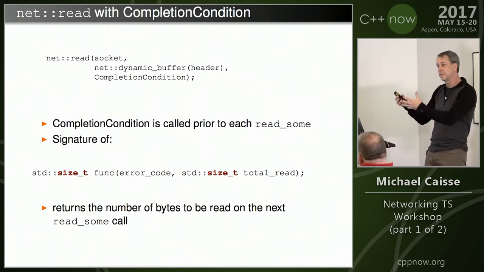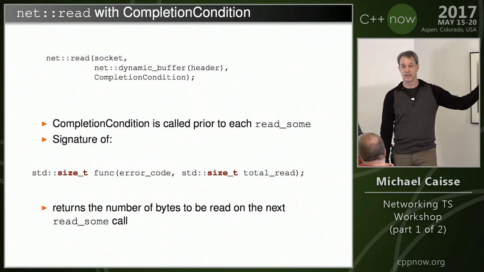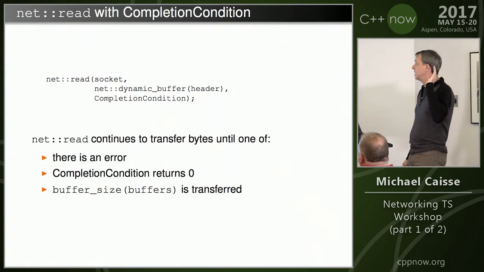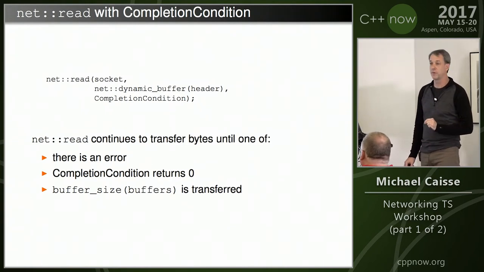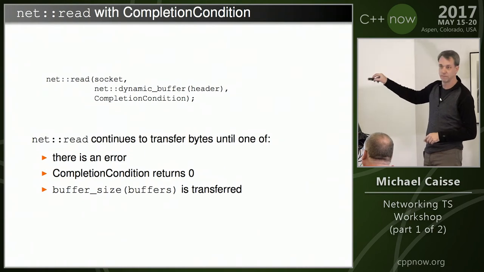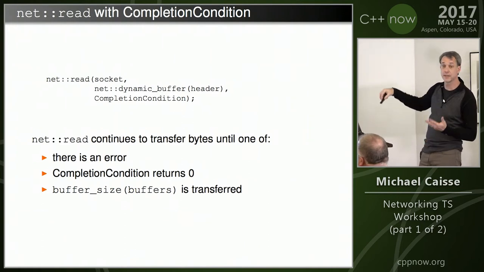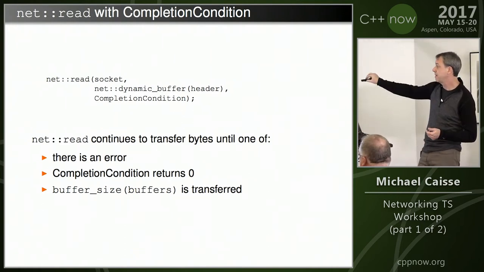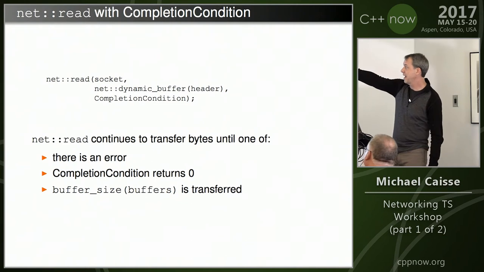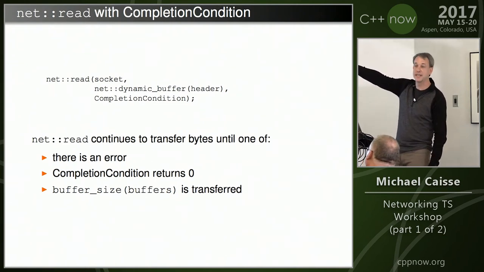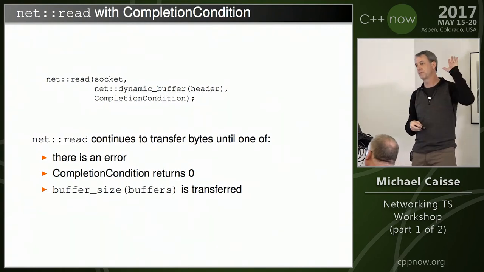So before read some is called, we can evaluate the buffer, see what we have, and tell it how many bytes to read. This read continues to transfer bytes until one of these things is true. If there's an error, it's going to stop. If the completion condition returns a zero, it will stop. Or if the buffer size of buffers has been transferred. We're dealing with a dynamic buffer that we haven't capped, so that's not going to happen. We could end either because we have an error, or because the completion condition has returned zero: don't read any more bytes, please.